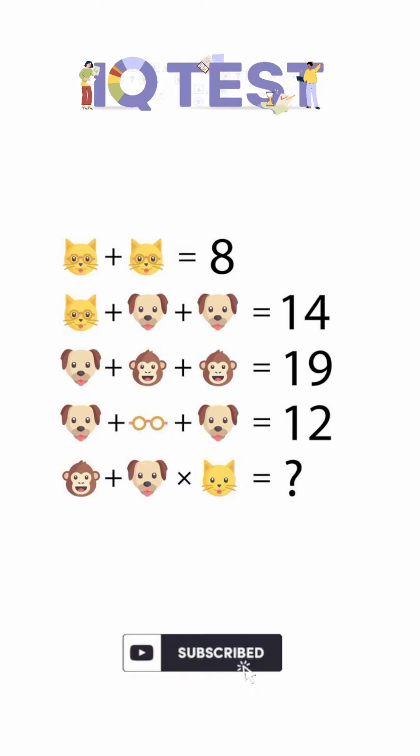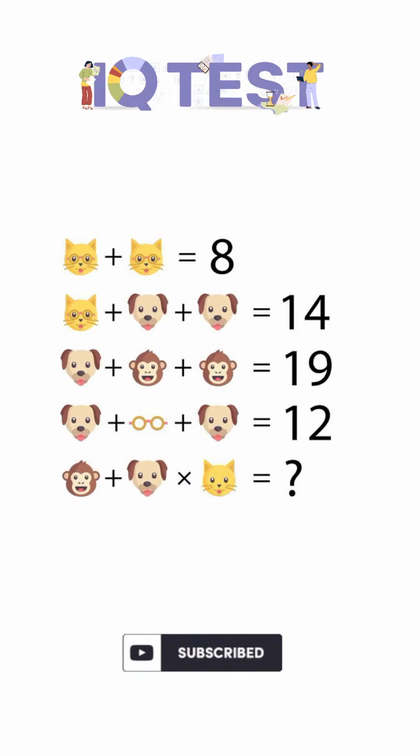So both dogs are 10 together. That is giving you 14. Now we look at the next one. We have the dog, which is 5, plus the monkey plus another monkey is equal to 19. So if we take the value of the dog, which is 5, from 19, we are going to get 14. And if we divide 14 by 2, we are going to get 7. So it means one monkey is 7.